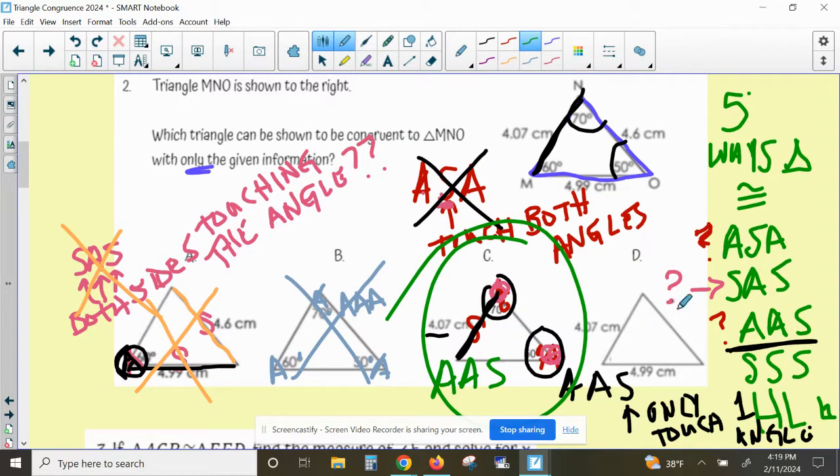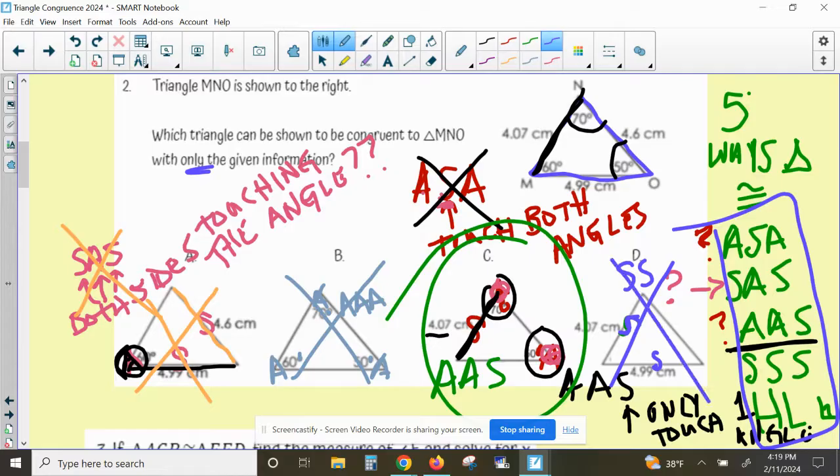This one works. Let's just check the last one just for the heck of it. So let's look at the last picture. So I got this 40, and that is clearly on a side, right? Use a different color. And then we have this 4.99, and that is clearly on a side. Is there any other information on this picture? No. It is only SS. Is SS one of our options over here? Nope. No such thing as just SS. Not enough information. Boom. So our answer choice would be C.